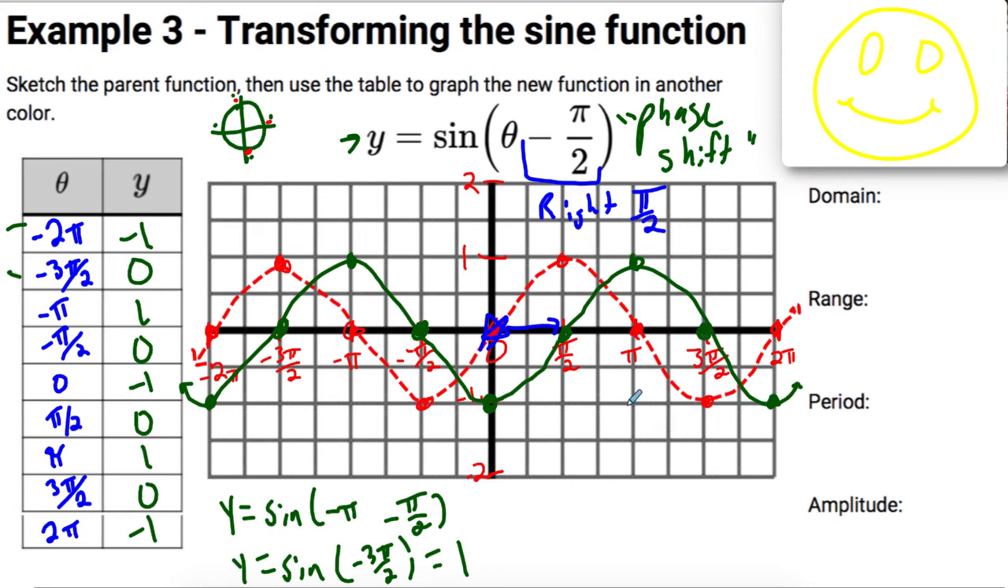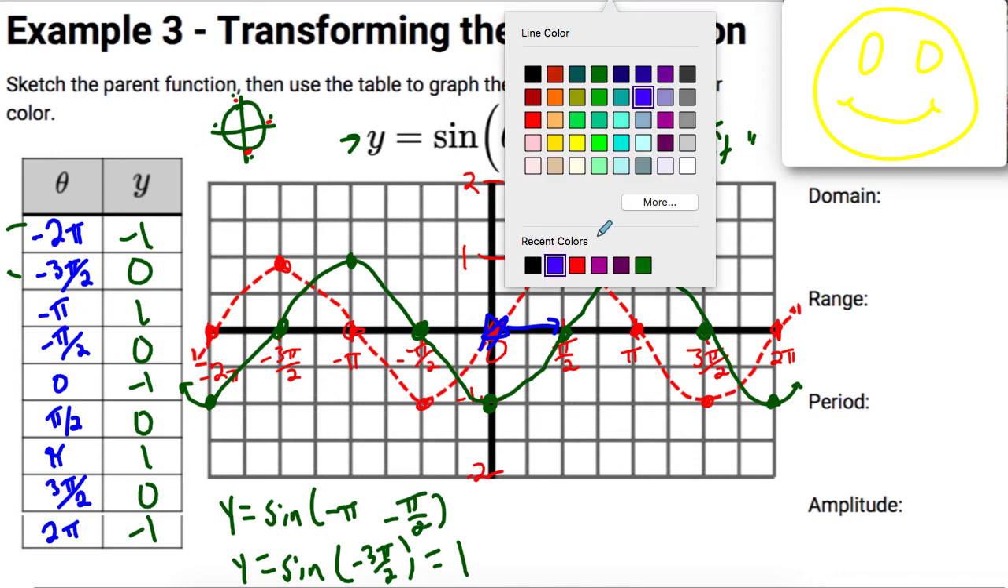So that's really where this comes down to, and we'll see more examples of how we shift things left or right. But we call it phase shift because the function really goes on forever in both directions. So it doesn't really have a starting point, but you can think of it as a wave that normally starts at 0, but we've shifted it to the right, pi over 2.